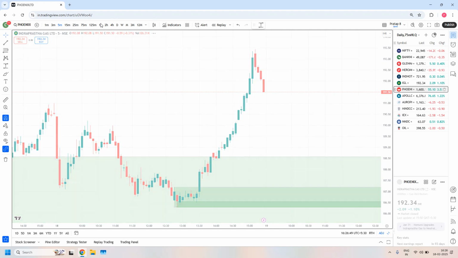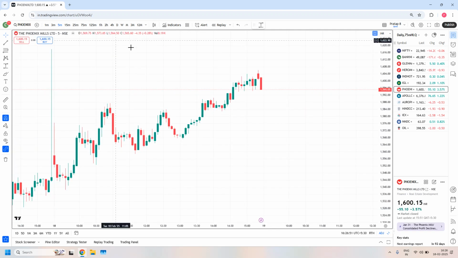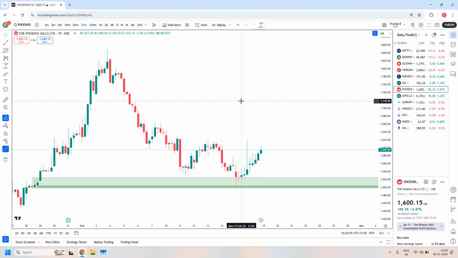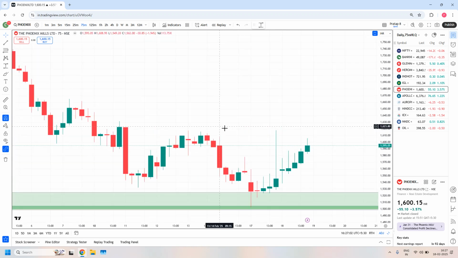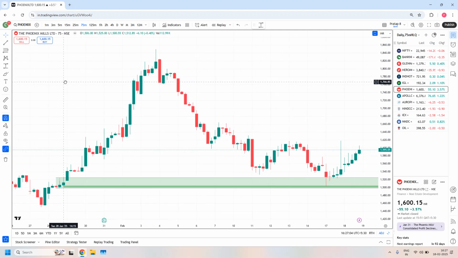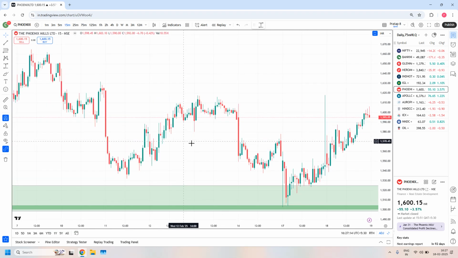Next one is 75 Phoenix. Yesterday we already discussed this. Here I did not find any 15-minute zones, but still I will explain how I drew this zone. Let's go to the 15 minutes time frame.